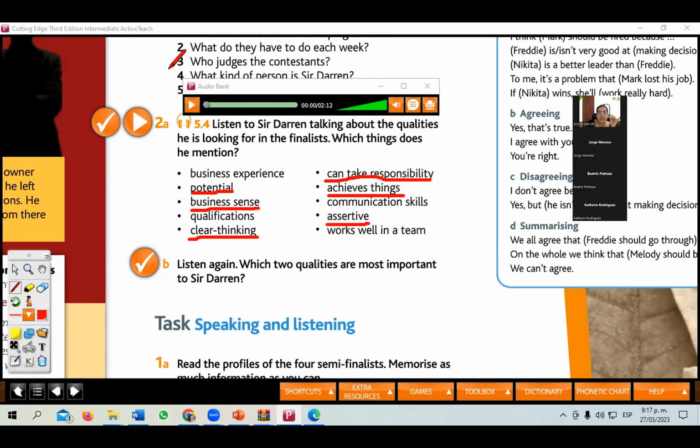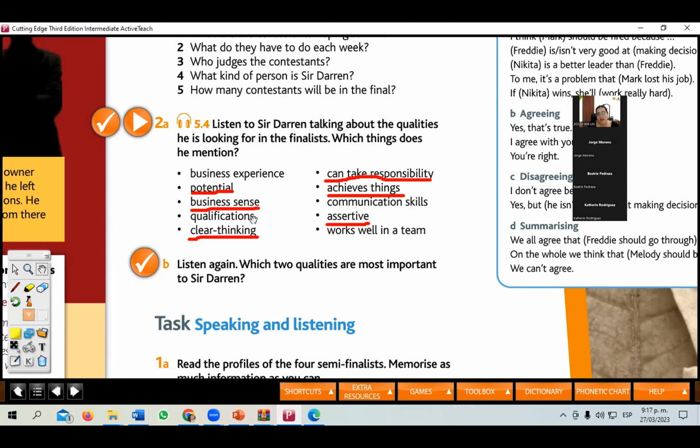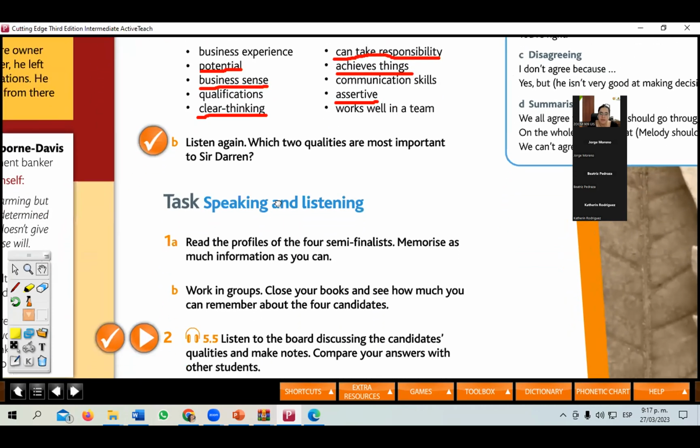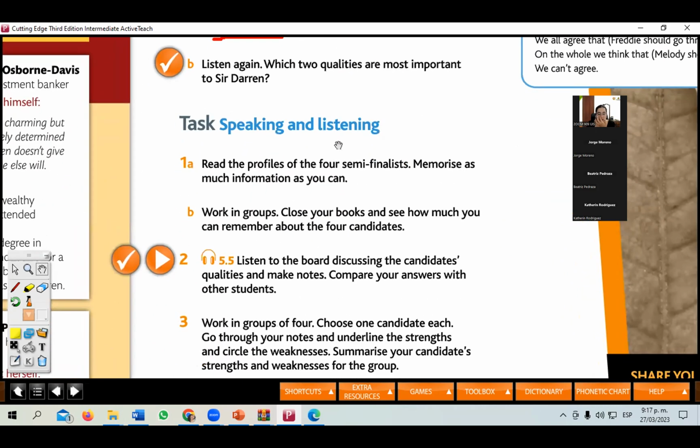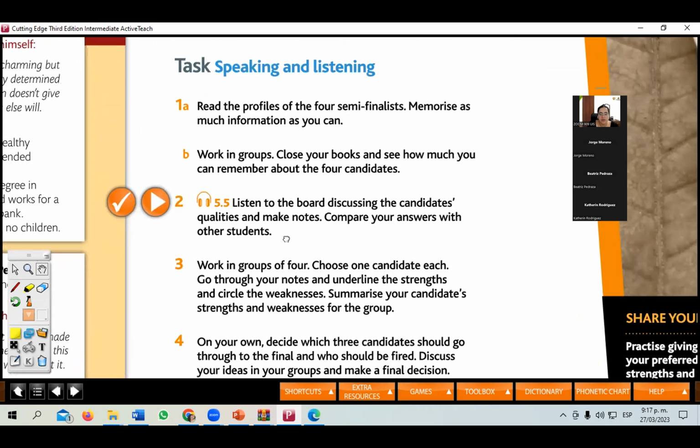All right, so this is what he's looking for, right? Potential, business sense, clear thinking, the person that can take responsibility, that can achieve things, una persona que haga las cosas, ¿no? Que logre hacer cosas. And assertive, que sea muy asertivo con sus palabras, muy directo, assertive. And the other characteristics, not so much, right? So this is what you have to take into account when you choose the candidate that you will fire at the end of this, all right?